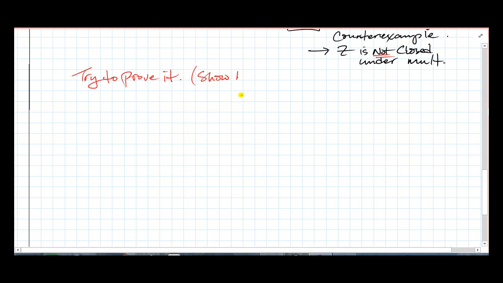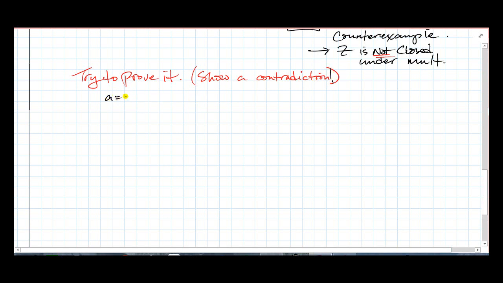Show a contradiction. Contradiction means something that makes it false, okay? Which means you cannot prove this, all right? Because we said it's not closed. So there's no way you can prove it, okay? So we have to show a contradiction.